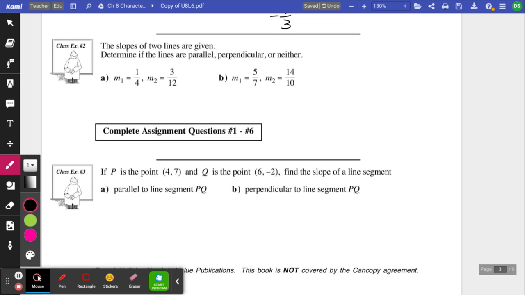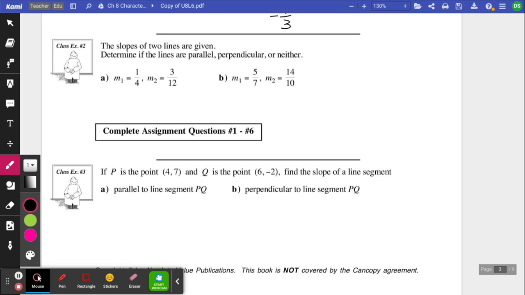The slopes of two lines are given. Determine if the lines are parallel, perpendicular, or neither. So how about a slope of 1/4 and a slope of 3/12? Are those parallel? Parallel would mean the same. Perpendicular would mean they're totally opposite, so negative and flipped over. Or they could be neither.